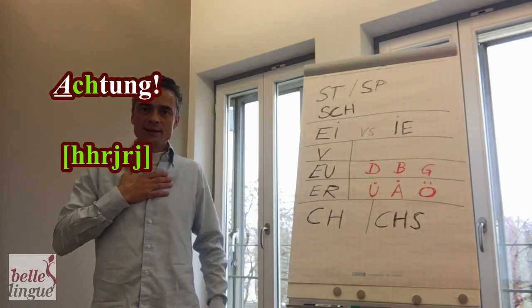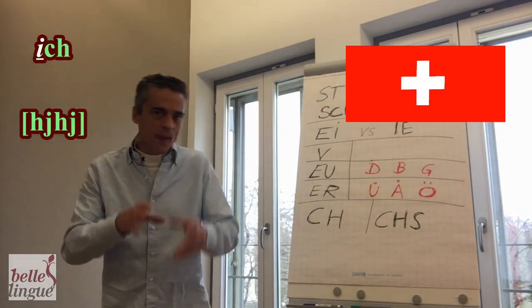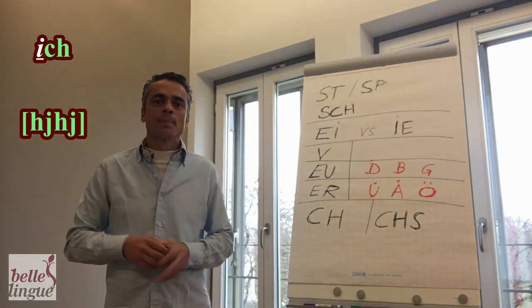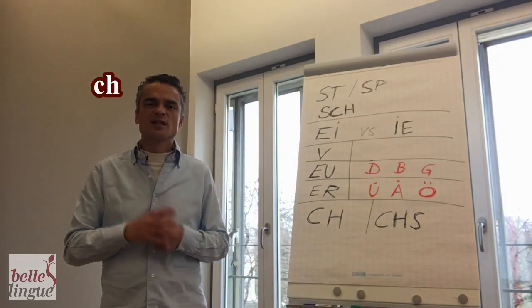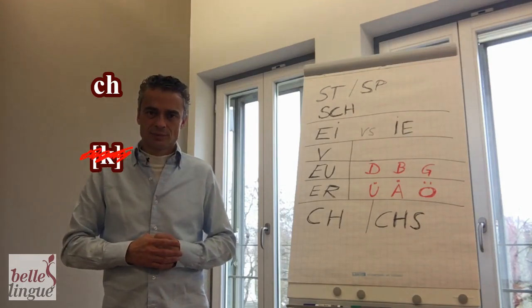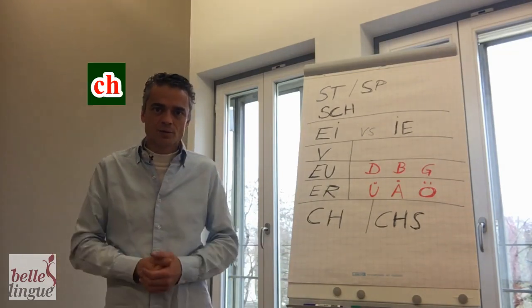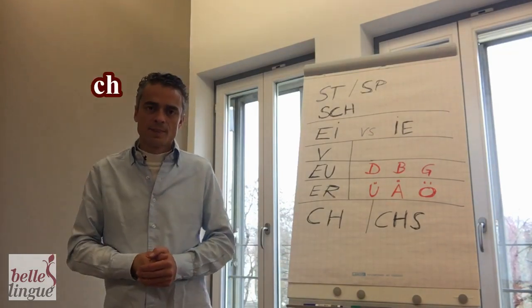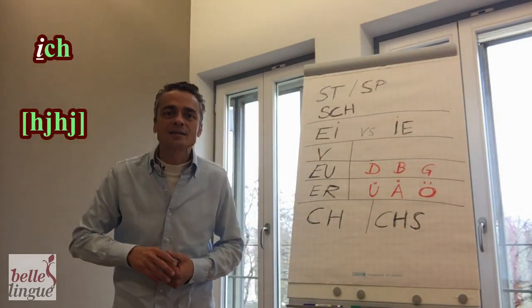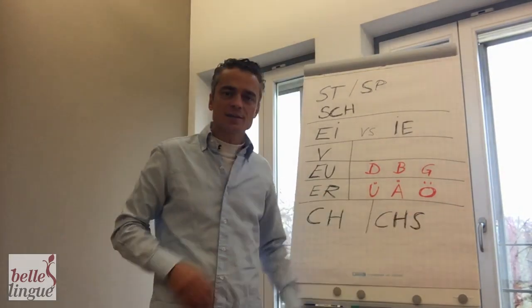Or the word I in German, ich. For the Spanish, you can pronounce it also like this. We understand it. So the CH is no K. Like for the Italian, you know, the CH in Italian is K, so you do not say ik. You say ich. Or the word eight, acht.